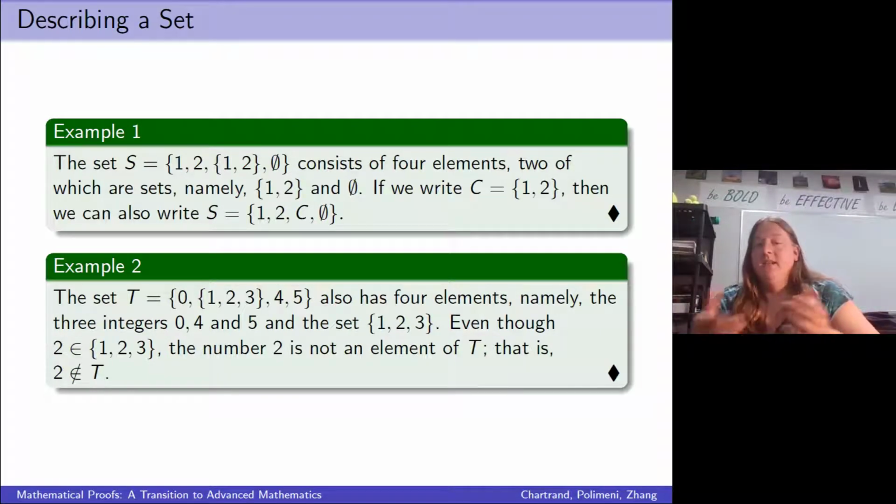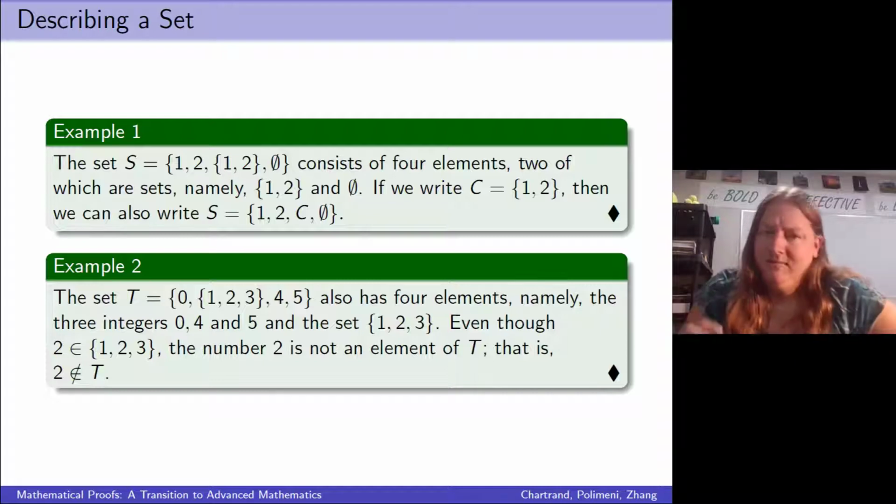All right, and similarly here, T, I have a set that contains the number 0, the set that contains the numbers 1, 2, and 3, and the numbers 4 and 5. So T itself does not contain the number 2. 2 is not an element of T. Neither is 1, neither is 3. They're within the set that is contained in T. All right, it's just some nuancy stuff.